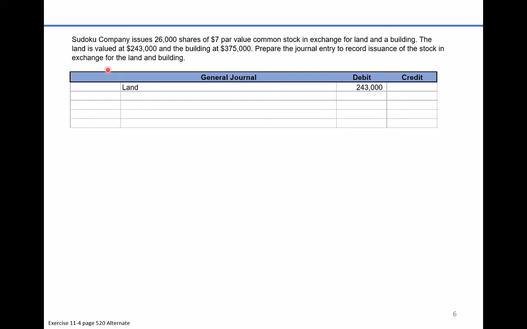Later, if they have reason to believe that the land is not at that value, it is a lower value, they may write it down, but for right now, the land is valued at $243,000, so the land is debited for $243,000. Likewise, the building is going to be debited for $375,000.